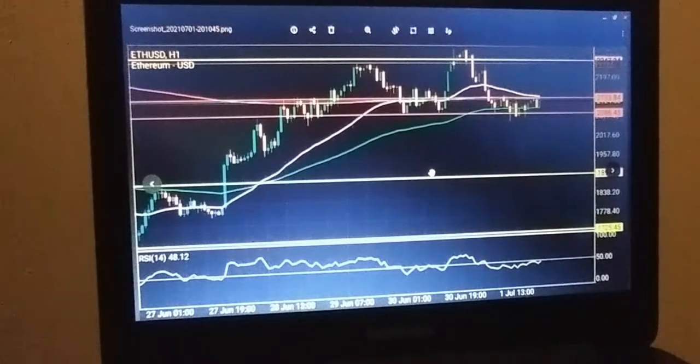But we'll see what happens within this market here. It could do something before the close of the night, but I probably won't enter any trade until the market opens tomorrow morning.